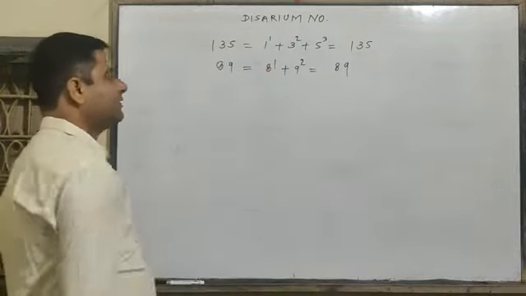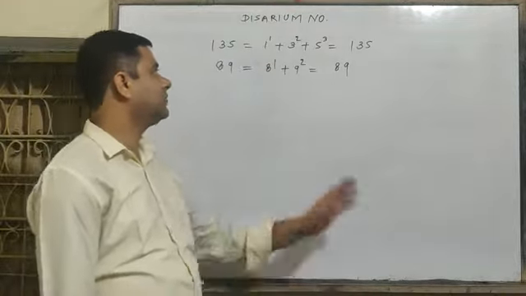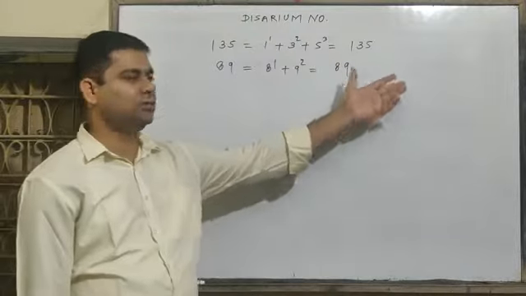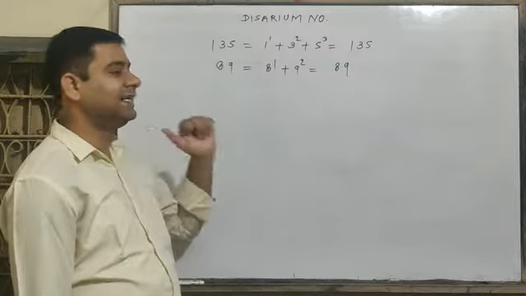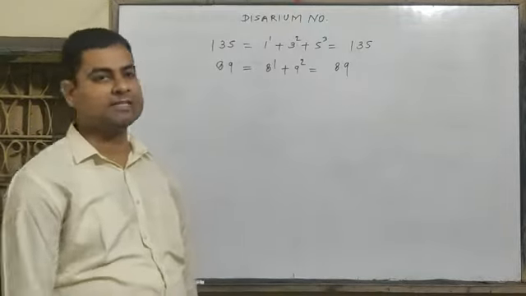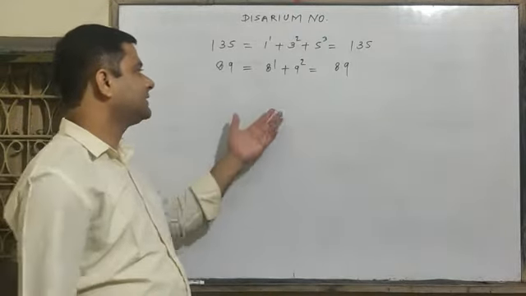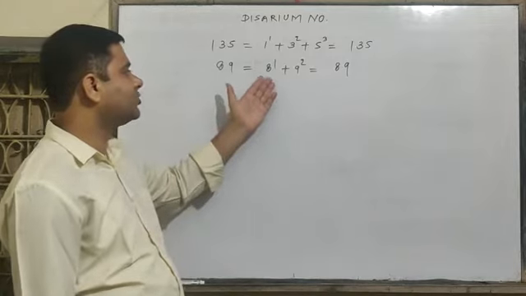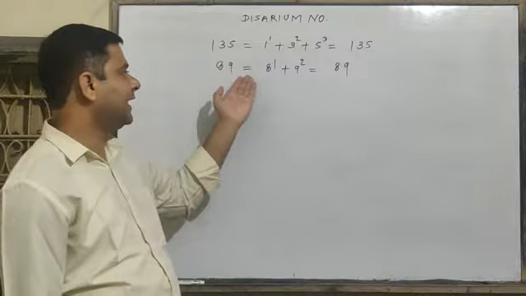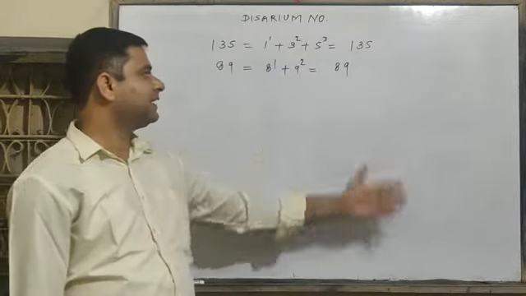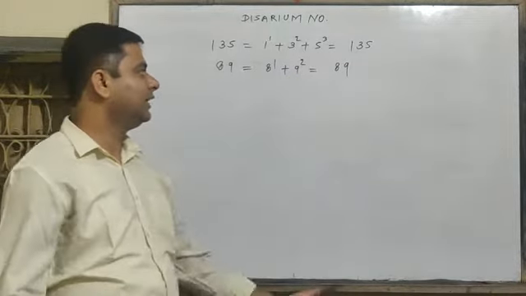For example, 135 is there. So 3 digits are there. So 1 to the power 1, 3 to the power 2, 5 to the power 3 must be equal to the number itself. Second example is 89. How many digits are there? 2 digits are there. So the position of 8 is 1, 9 is 2. 8 raised to the power 1 plus 9 raised to the power 2 equals 89.